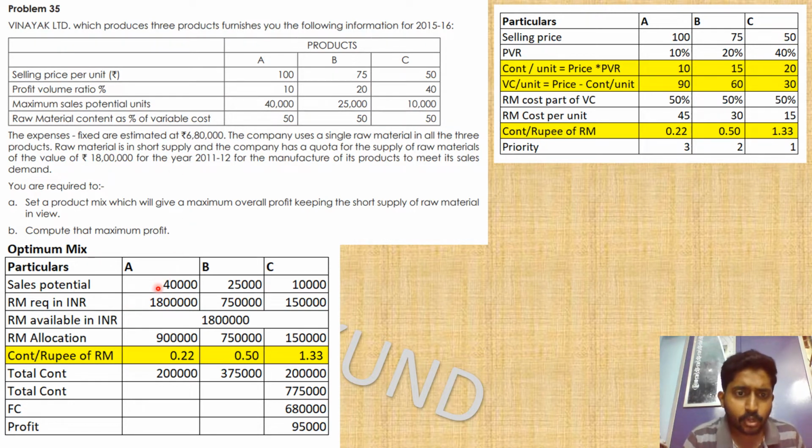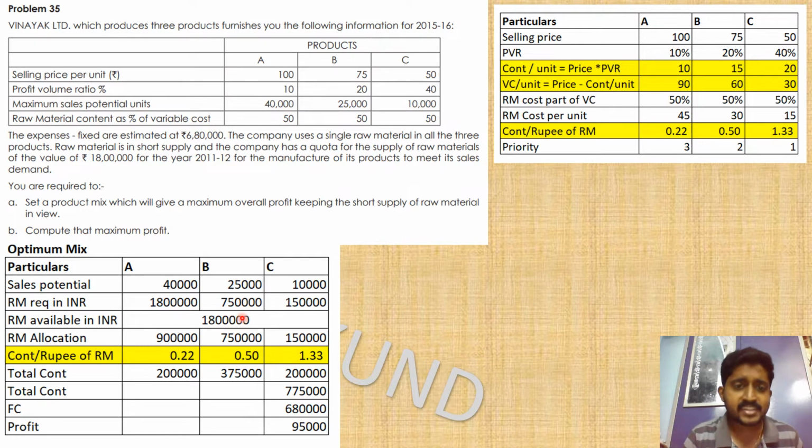So for example, the sales potential for A is 40,000 units, and the raw material cost per unit we have calculated as 45. So 40,000 into 45 will be the cost of raw material required. For this alone, it is an 18 lakh requirement. In the same way, for B, 25,000 units at 30 rupees raw material, so 25,000 into 30 is 7.5 lakhs of raw material required. And for C, the raw material is 15 rupees per unit and the number of units is 10,000, so 10,000 into 15 rupees is 1.5 lakhs.